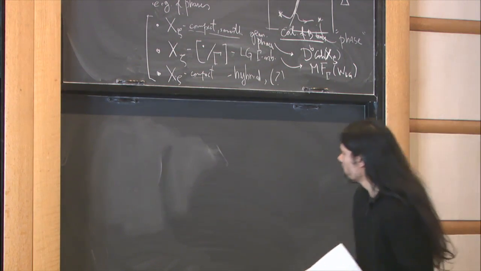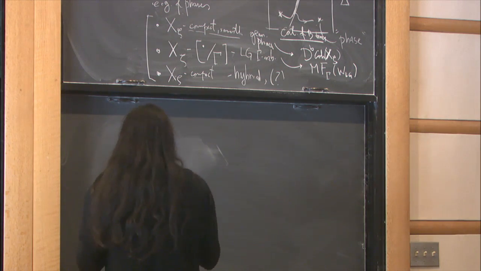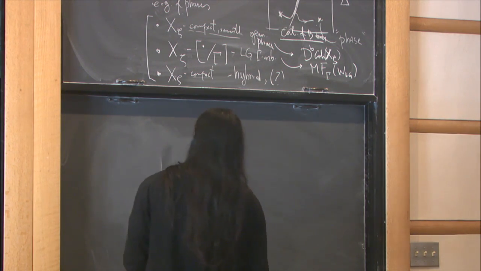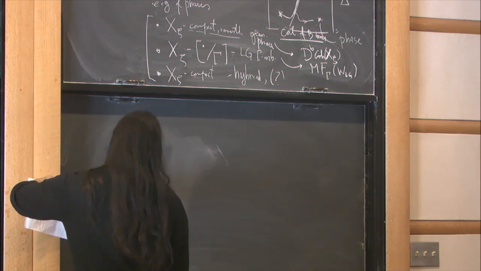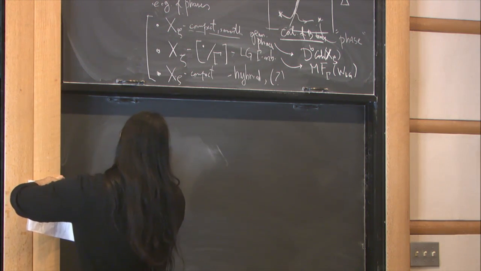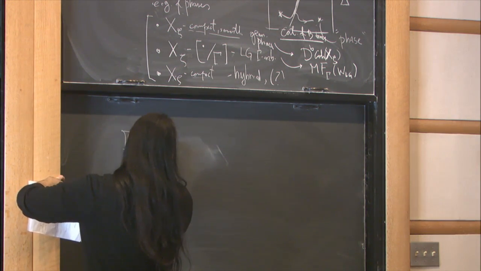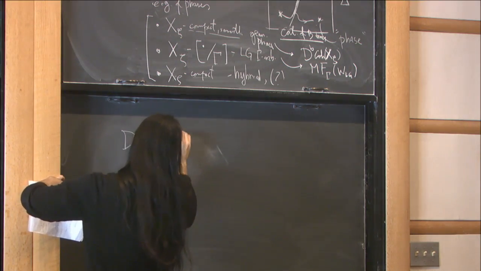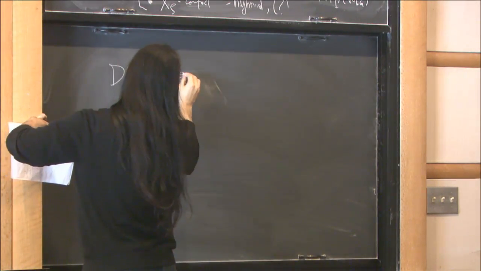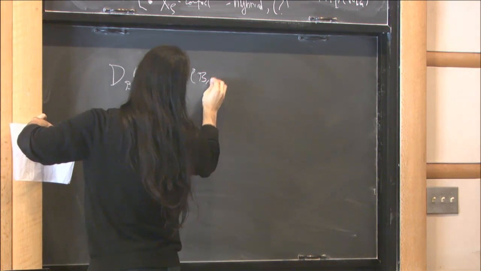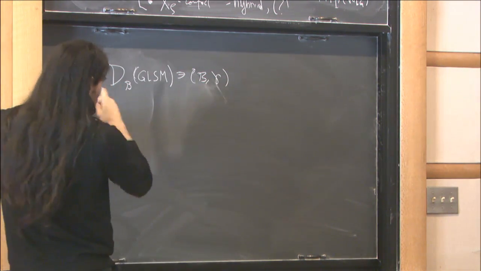So when you have some category of B-branes on the GLSM that I'm denoting like this, so I'm denoting here these objects, they live there.